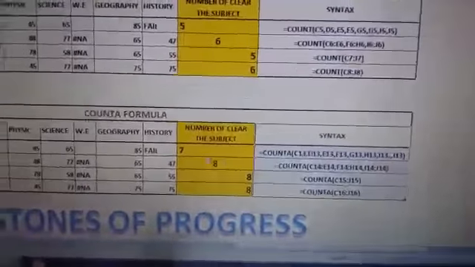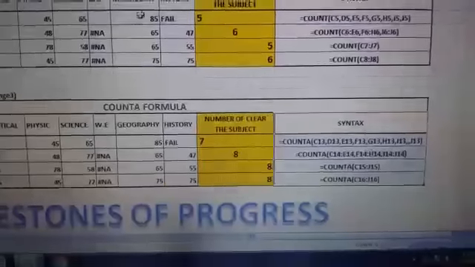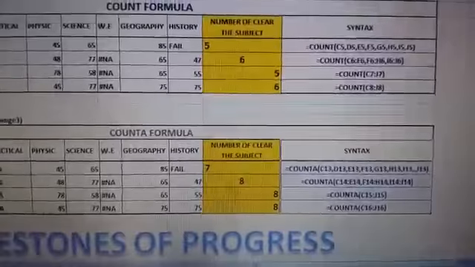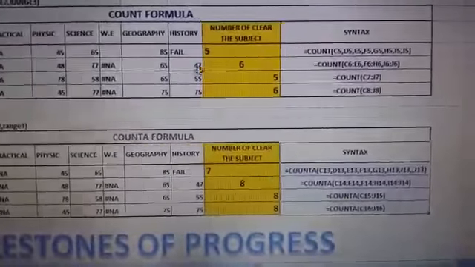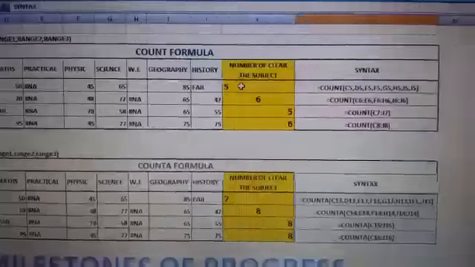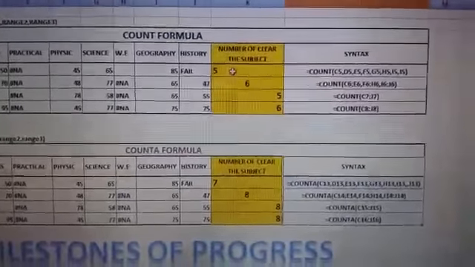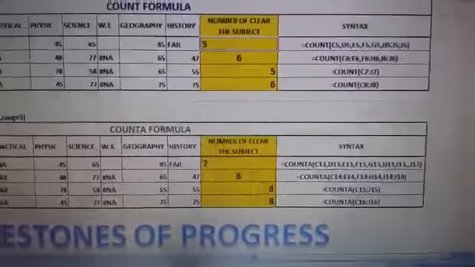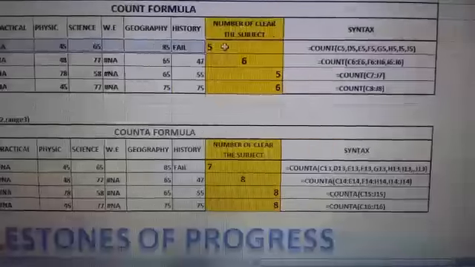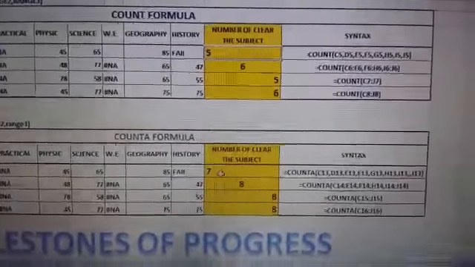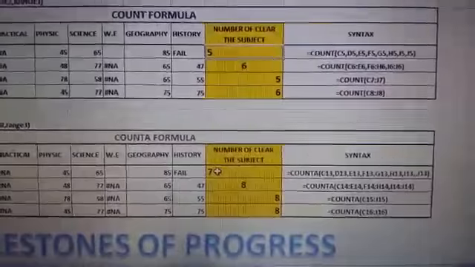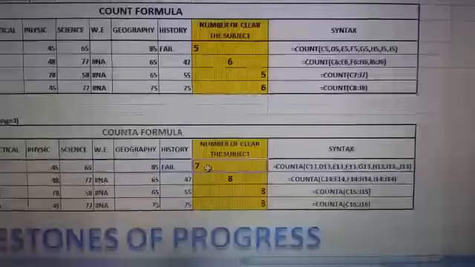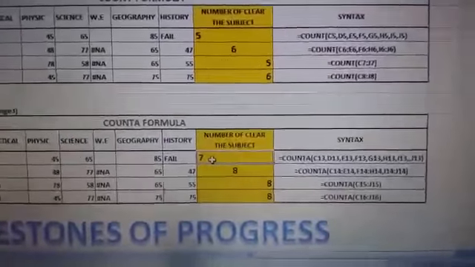Okay, so friends, the COUNT and the COUNTA formula syntax is the same, but their return value is not the same. We have done the COUNT formula here and selected the 8 values, but the COUNT formula returns only 5. Here we have done the COUNTA formula. We have selected 8 fields, but here the COUNTA formula returns 7.